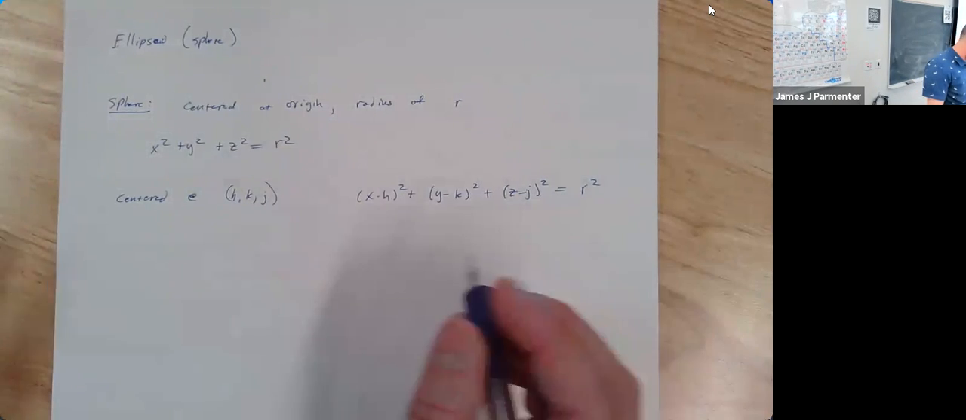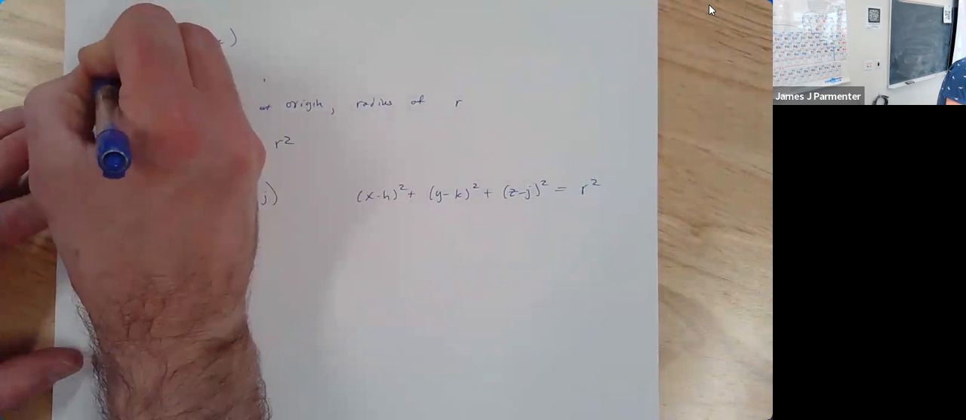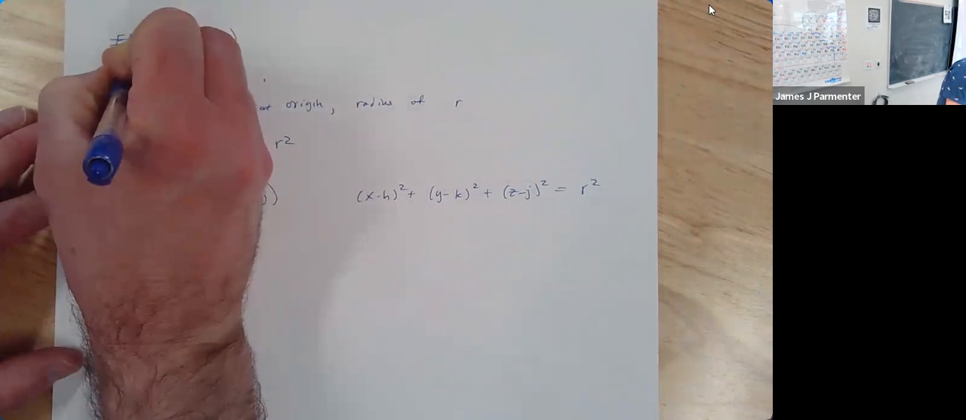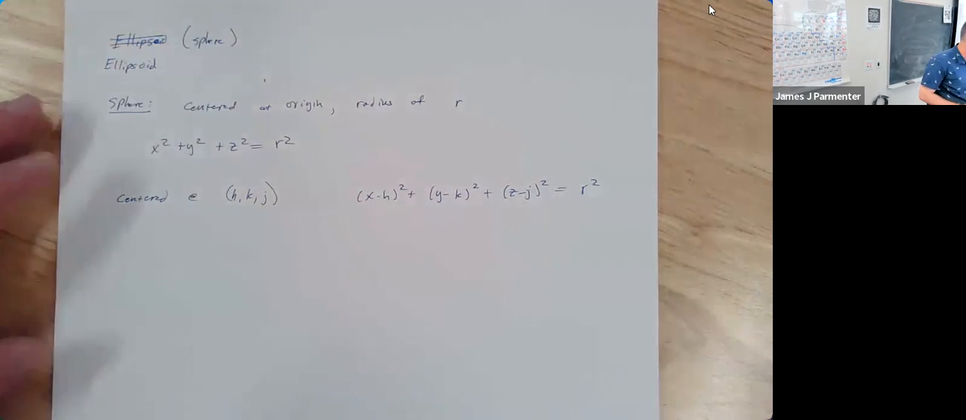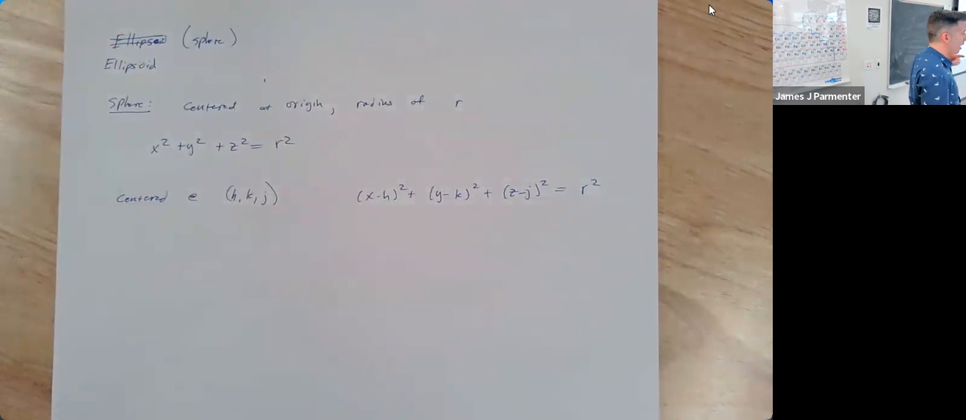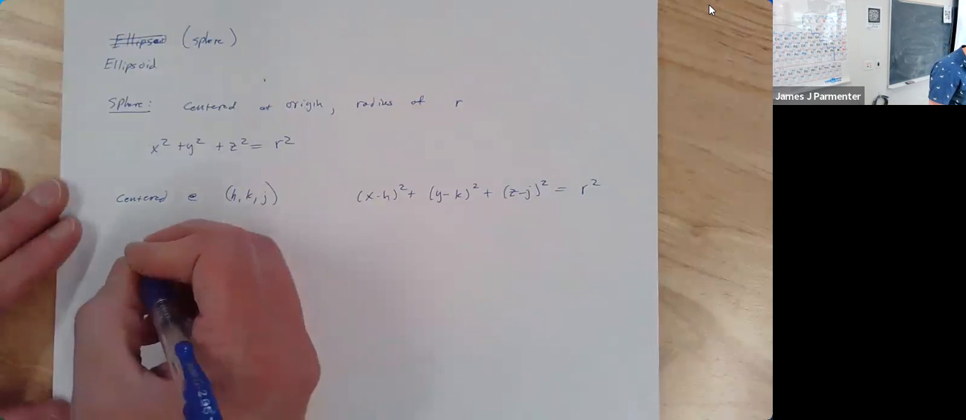Let me try writing that one more time: ellipsoid. The hallmark here is that you have positive x squared plus y squared plus z squared. Every variable is squared, and they are all added together. And the only difference between a sphere and an ellipsoid is that for the sphere, they all have the same coefficient, whereas for an ellipsoid, they have potentially different coefficients.